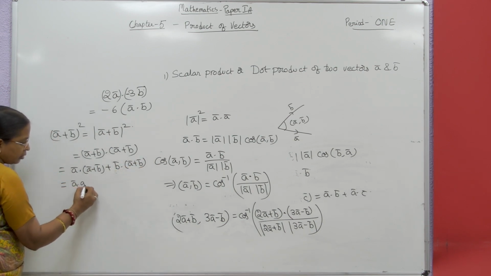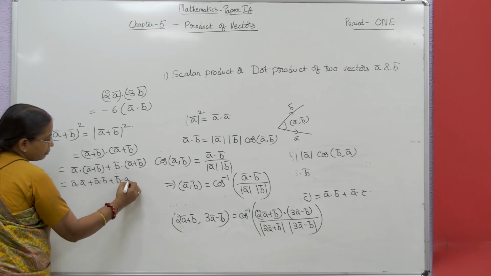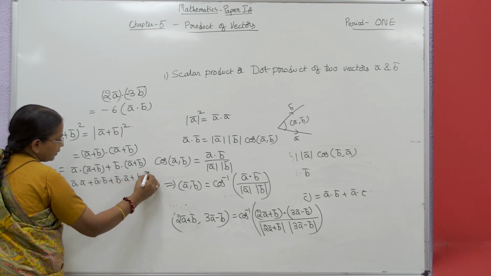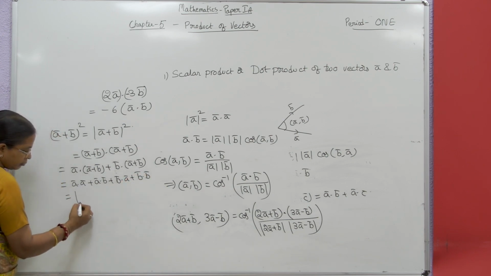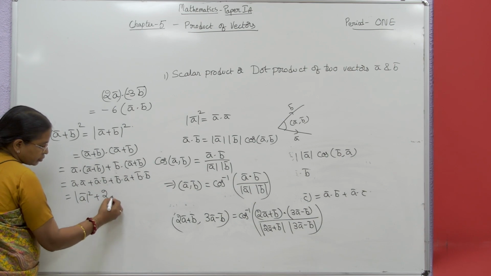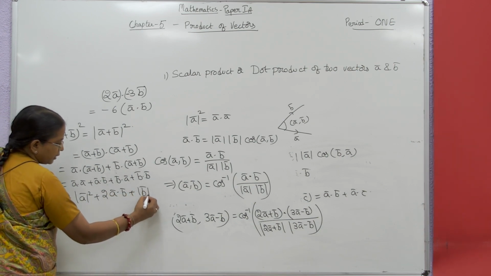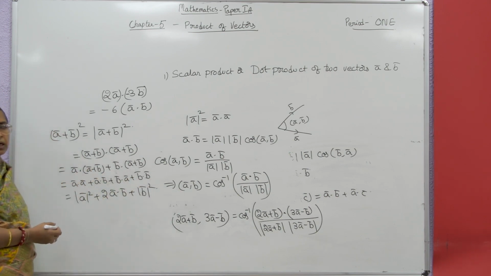So it is A dot A plus A dot B plus B dot A plus B dot B. A dot A is nothing but mod A square. A dot B is the same as B dot A, so this becomes 2 times A dot B, and then B dot B is mod B square. So like this we'll expand.